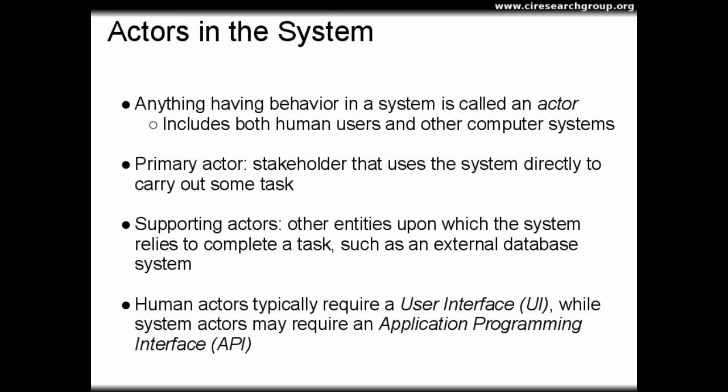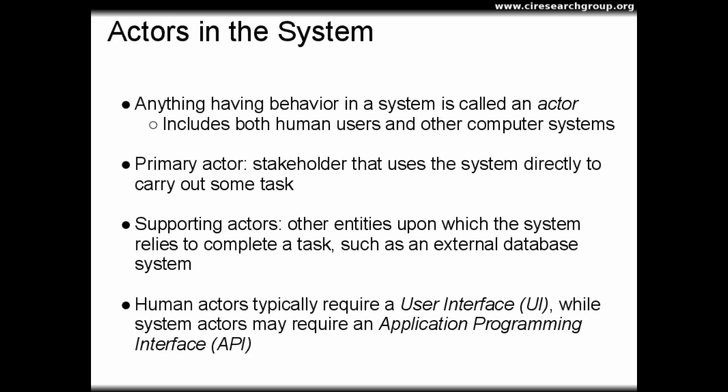Actors in a system are anything that has behavior. So, this includes both human users and other computer systems. The primary actor in a system is a stakeholder that is using the system directly to carry out some task. In other words, this is the user who sits down at the keyboard and actually runs the application in order to perform some business function.